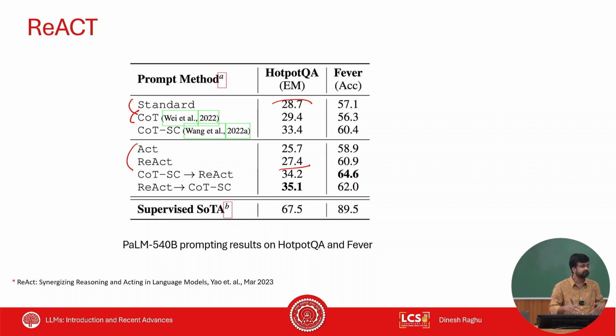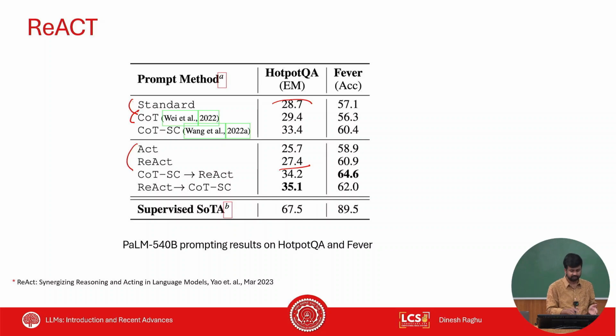So what they say is, first let me do COT self-consistency. I'll apply some rules on the marginalized distribution, and if the rules clearly say that COT SE is the winner, then I'll use that output. If not, I'll resort to React, right?